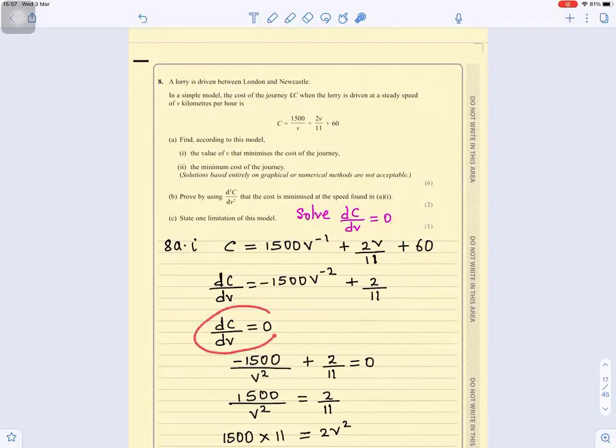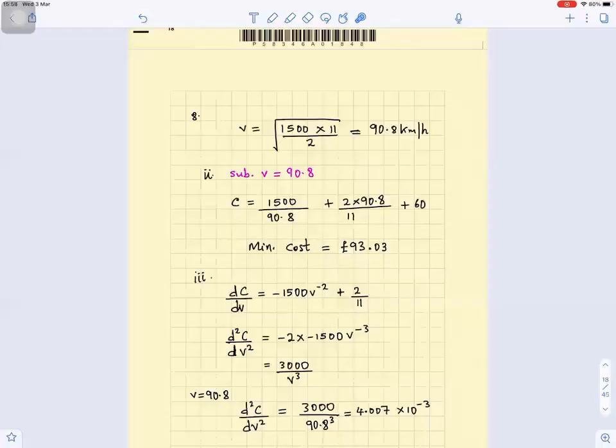Now we put dC over dV equal to 0, since we want to minimize, find the minimum. So we put that expression equal to 0. If we take minus 1,500 over V squared to the other side, we get 1,500 over V squared equals 2 over 11. And we can cross multiply: 1,500 times 11 equals 2 times V squared. So that means V would be the square root of 1,500 times 11 over 2, which will give you 90.8 kilometers per hour.